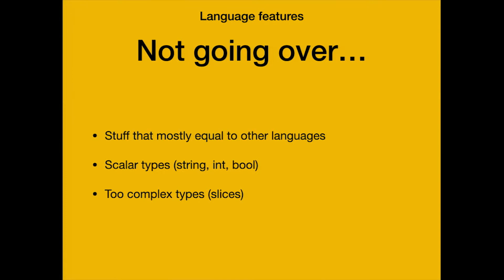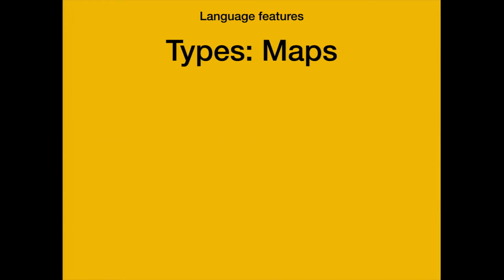So now let's go over some of the language features that I think are unique to Golang and what make it powerful. I'm not going over the language stuff that is common across languages, like iterating over loops, which is not that different in Golang, and the scalar types, and types that are too complex to explain right here. Slices are one example of that. So let's start with maps.